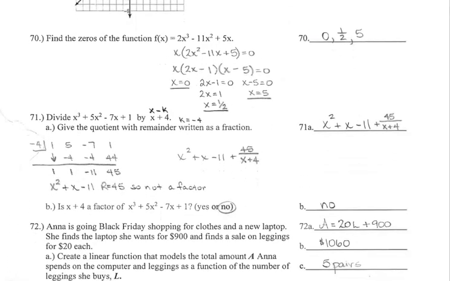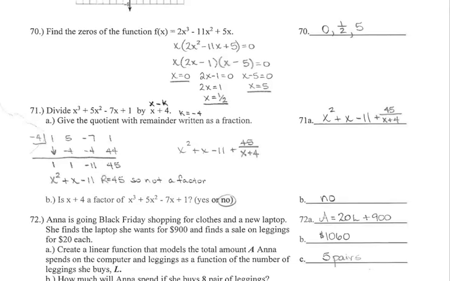All right, for 70, they ask us to find the zeros of the function. So zeros are the same thing as roots, x-intercepts, solutions. So basically I'm just going to factor this and solve it. I'm going to take out the greatest common factor, and that leaves me a quadratic. You could either factor that or put that in the quadratic program in your calculator, either one. But I'm going to take each of my factors and set them equal to 0.